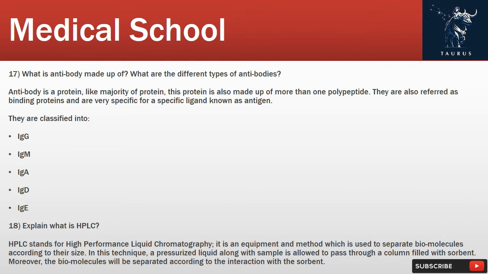18. Explain what is HPLC? HPLC stands for High Performance Liquid Chromatography. It is an equipment and method which is used to separate biomolecules according to their size. In this technique, a pressurized liquid along with the sample is allowed to pass through a column filled with sorbent. Moreover, the biomolecules will be separated according to their interaction with the sorbent.